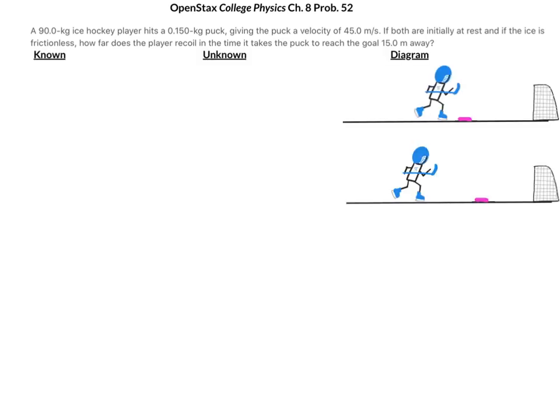All right, let's write down our knowns and unknowns. So we know that the mass of the hockey player is 90.0 kilograms. We know that the mass of the puck is 0.150 kilograms, a lot smaller. We know that after the hockey player strikes the puck, it acquires a final velocity, v2 final, of 45 meters per second. We know that initially, both the hockey player and the puck are at rest.